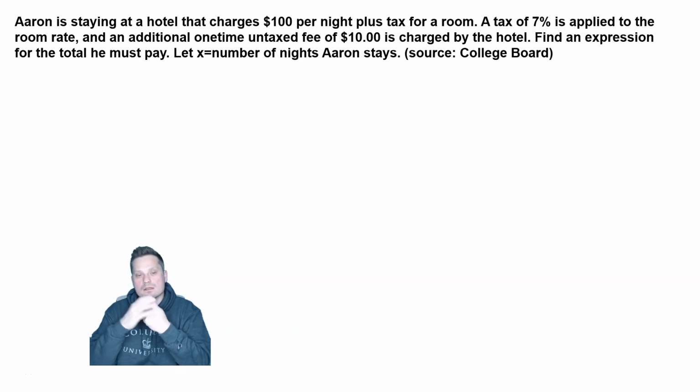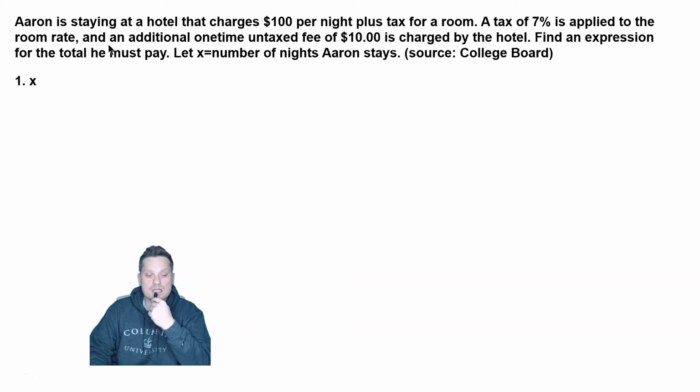On this one, we're going to answer a simple SAT question. This is sourced from the College Board, just so you know. So Aaron is staying at a hotel that charges $100 per night, plus tax for a room. A tax of 7% is applied to the room rate, and an additional one-time untaxed fee of $10 is charged by the hotel. Find an expression for the total he must pay based on this information.